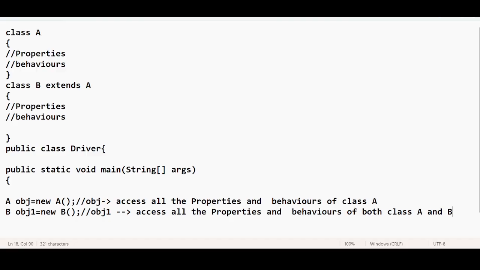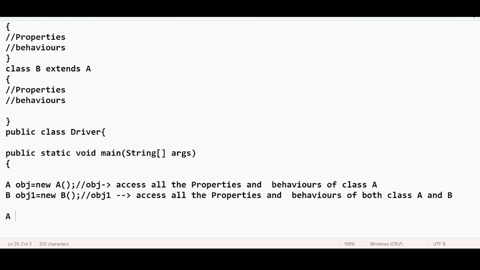Since it is a child class, you have access to the properties and behaviors of the parent class, and you have made a relationship. Because of this extends keyword, there is a relationship between class B and class A, and you have rights to access the properties and behaviors of the parent class also, right?